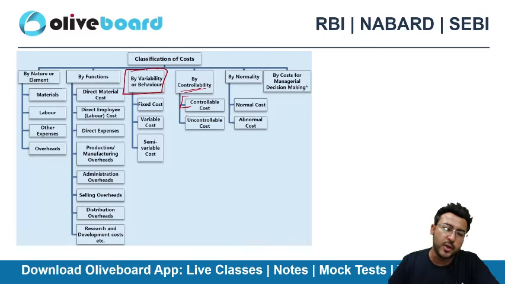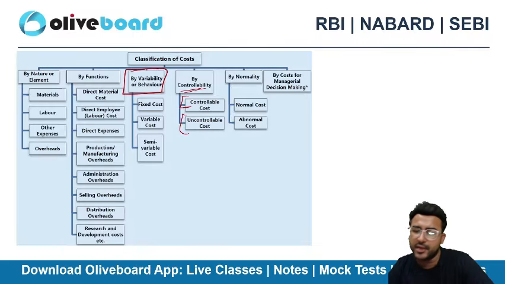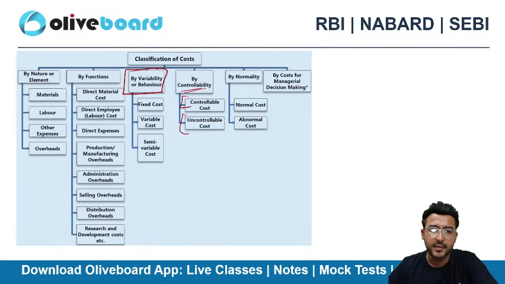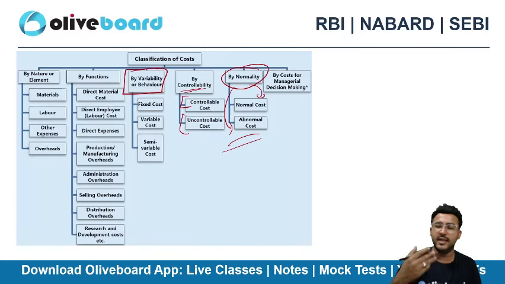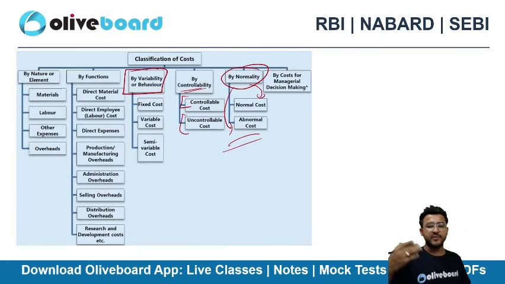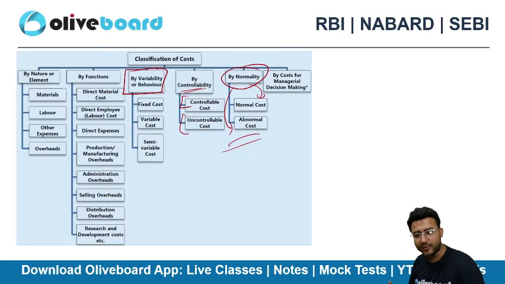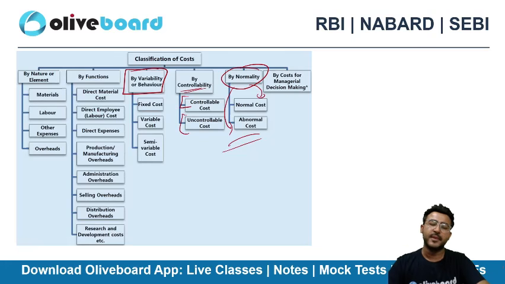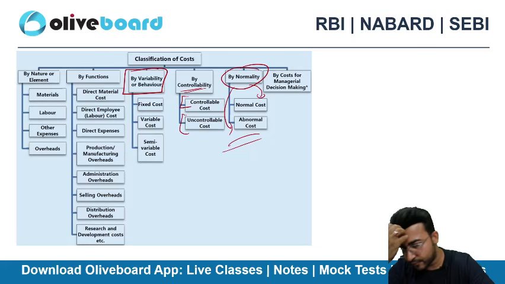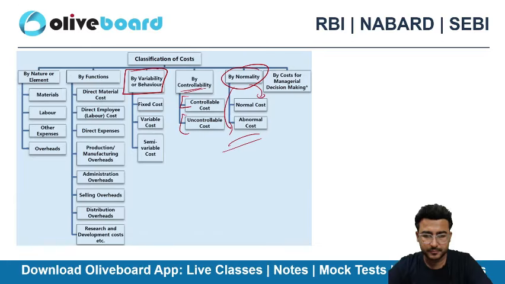Controllability: a cost can be controllable, or it can be uncontrollable. If I cannot control it, then it is uncontrollable. Normality: the cost can be a normal cost, or it can also be an abnormal cost. We'll definitely be learning about these terminologies one by one in the coming sessions. As of now, we are just building the base for your costing, okay?